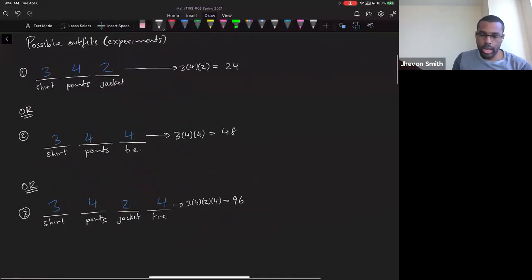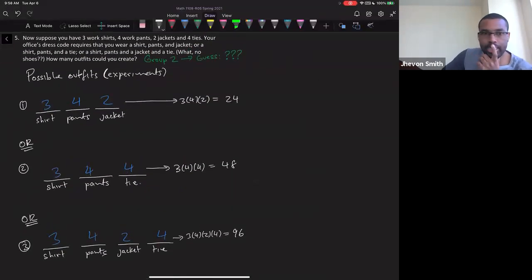Okay. So yeah, we got all these numbers. We got the 24, the 48, the 96. What do we do with them? What do you guys think? What should we do with these numbers? Do we multiply these numbers? The 24, the 48, and 96? Do you permutate them somehow? Permutate means to rearrange. If you did a rearrangement, it wouldn't really make a difference.